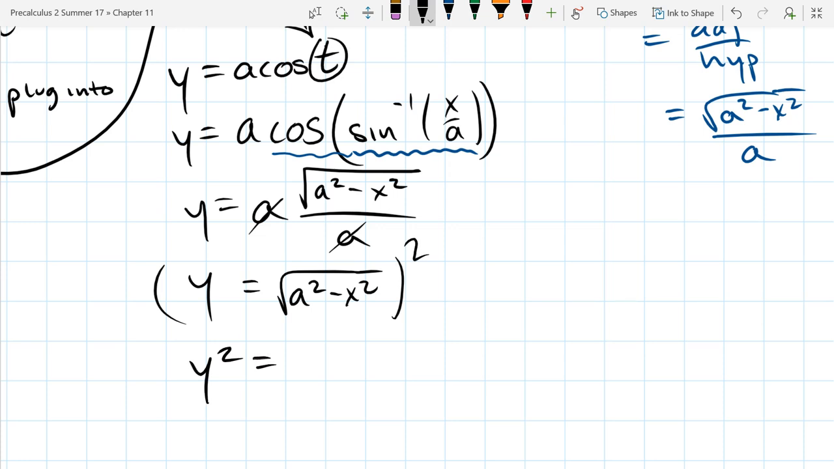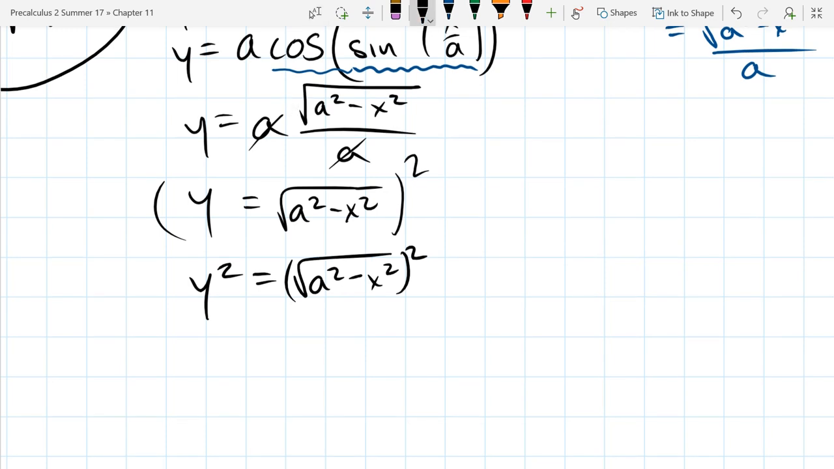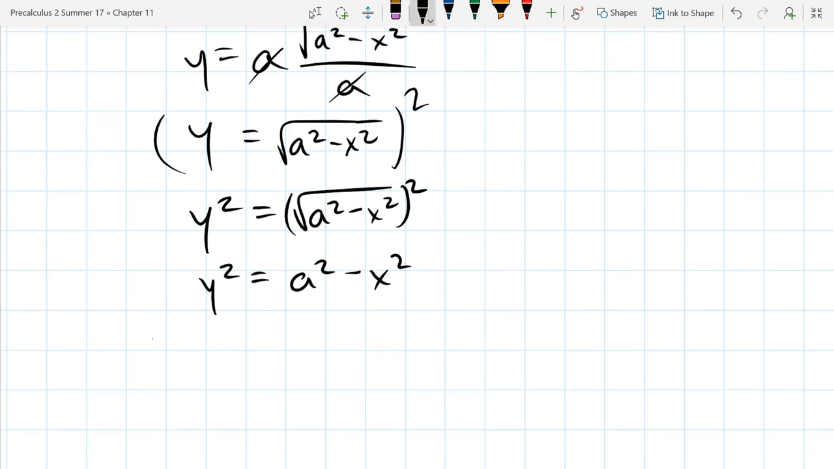y squared equals, now I'm squaring a square root. The reason I did that is because it's going to cancel. I don't have to do any foiling. That square root just cancels the squared. And last step, let's add x squared to the other side.